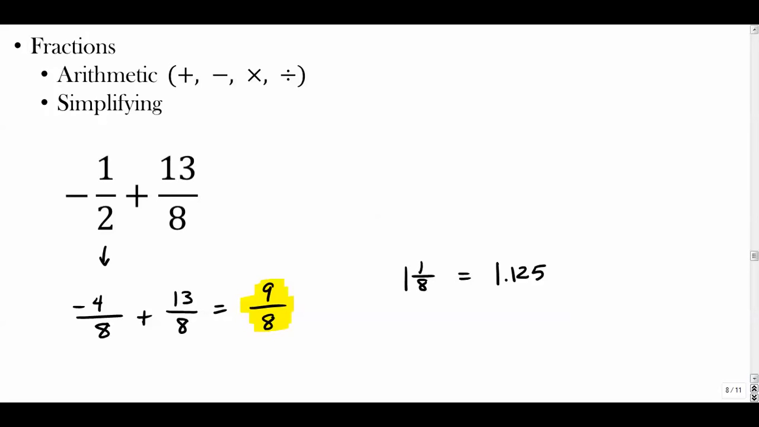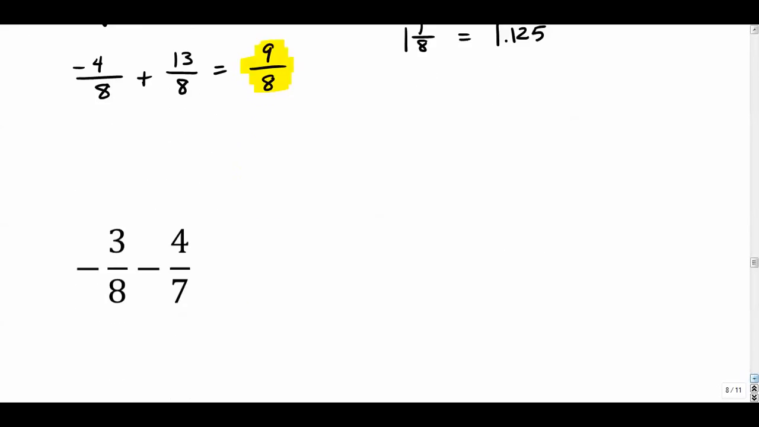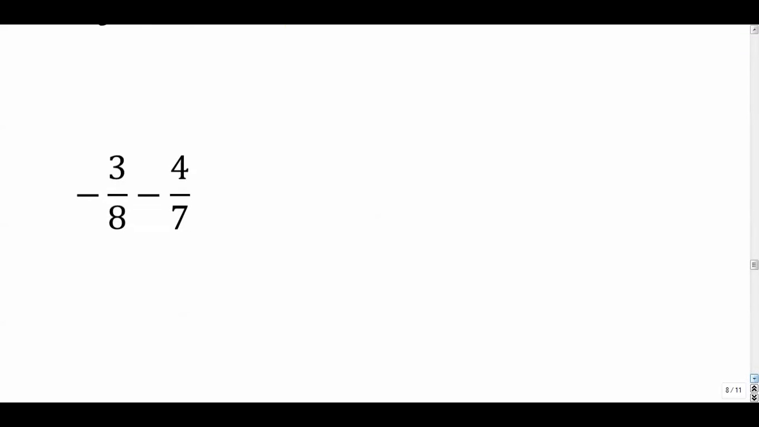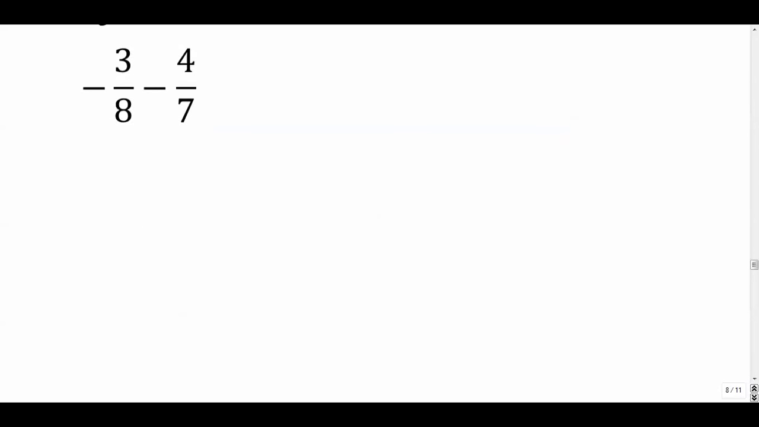Alright, here we go. Let's move on to subtraction. Again, we're looking for common denominators. We want a common denominator. So pause this, see if you can do this without a calculator, of course.